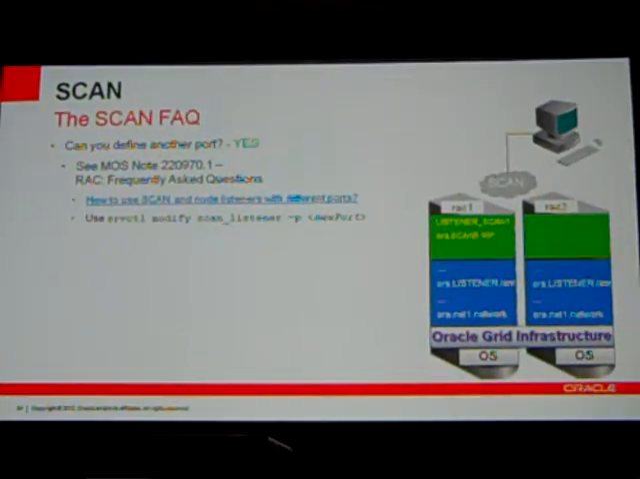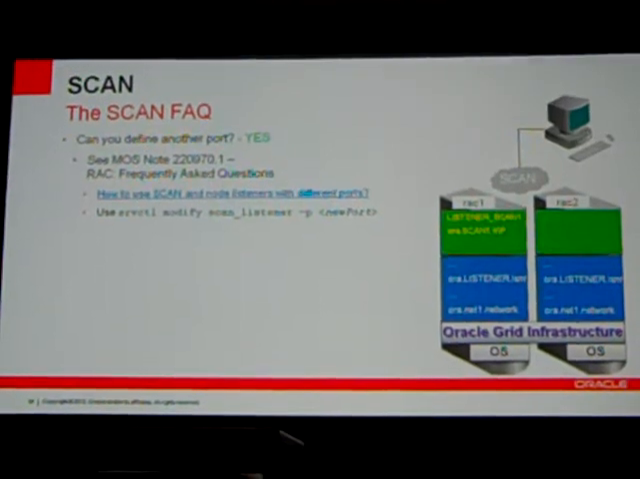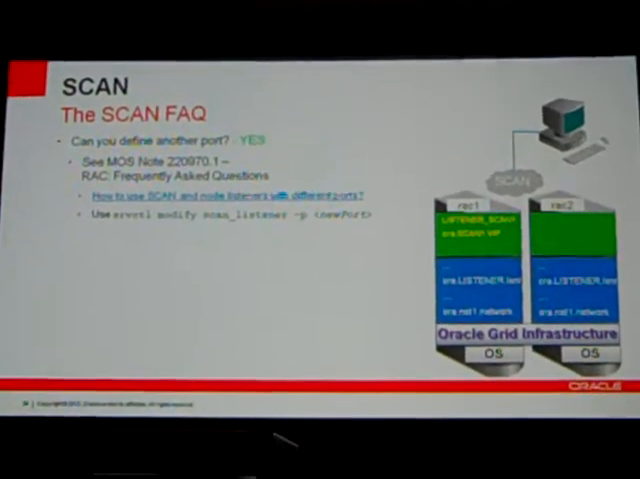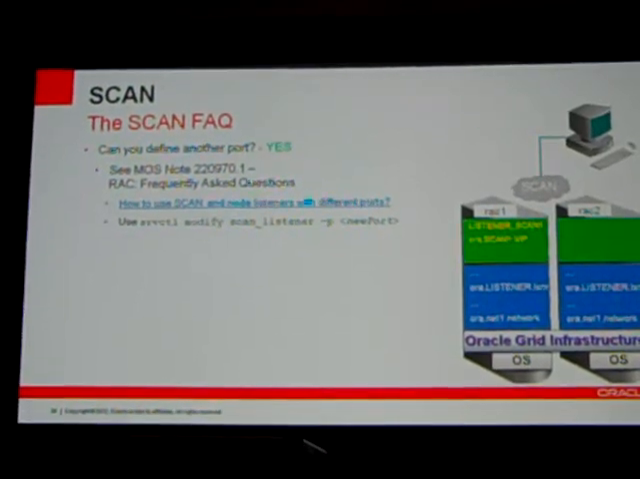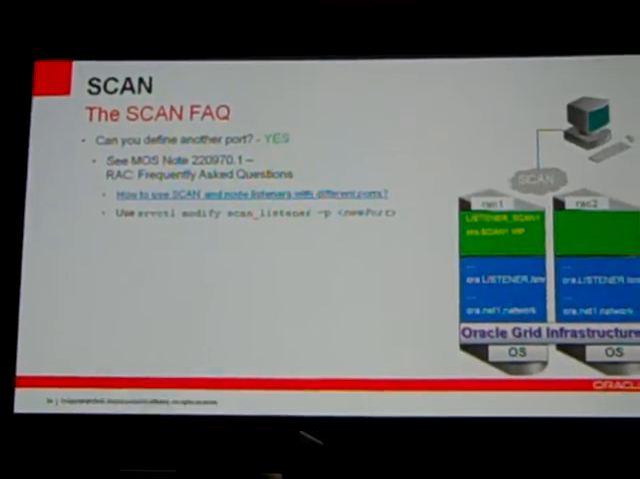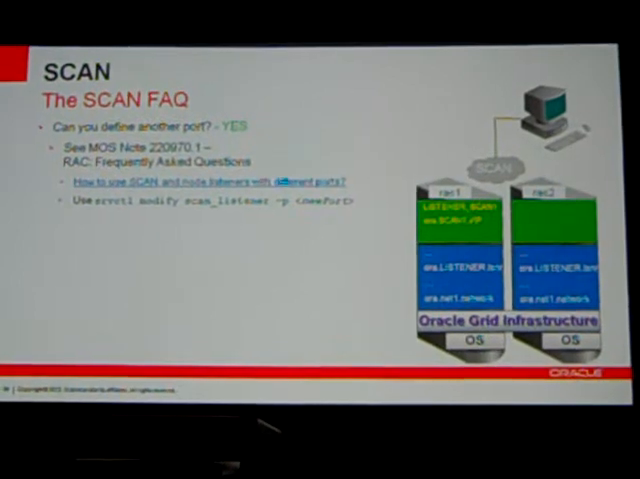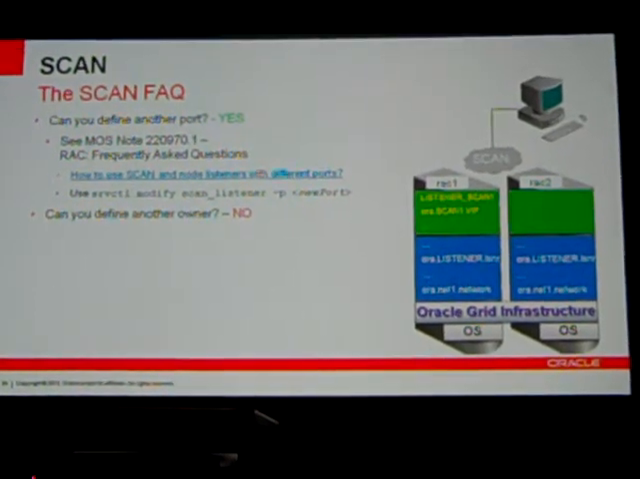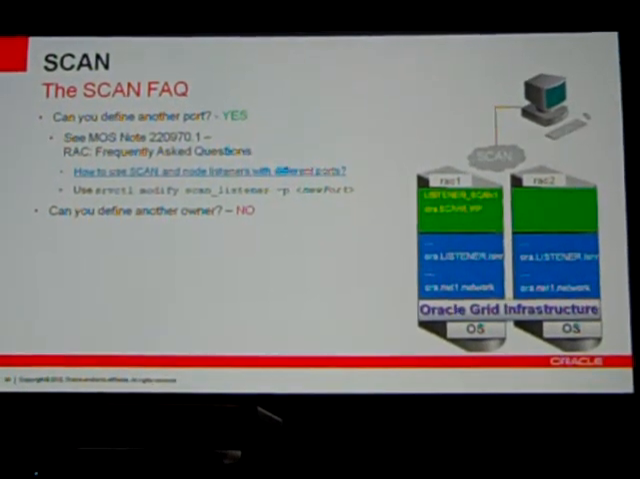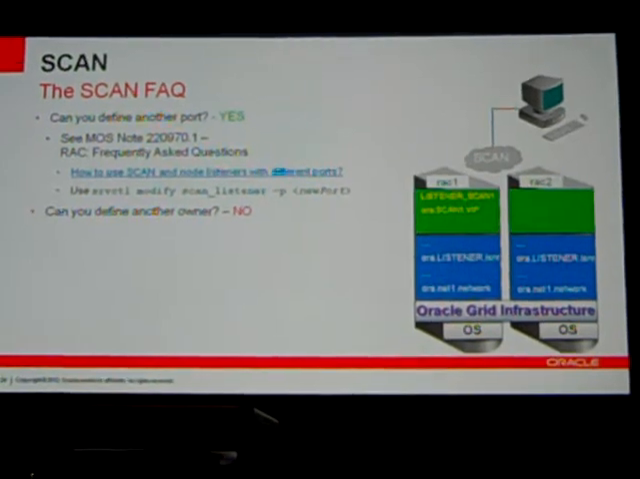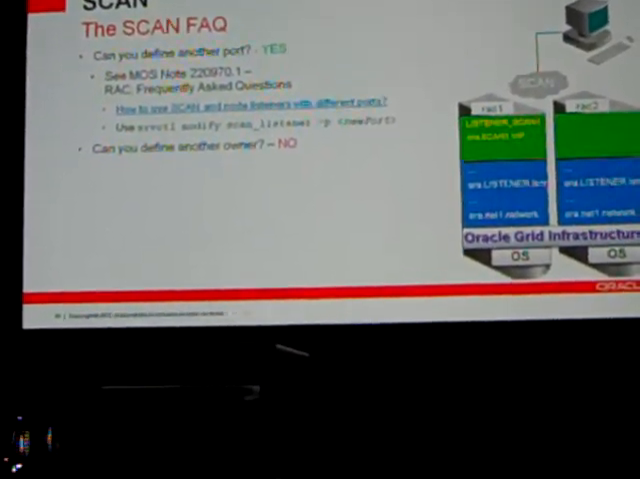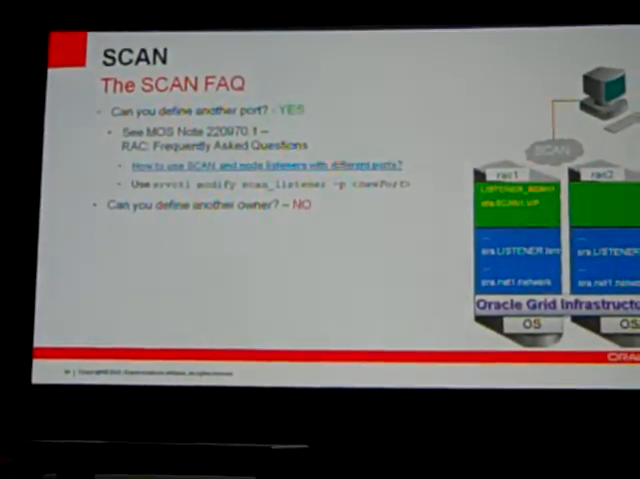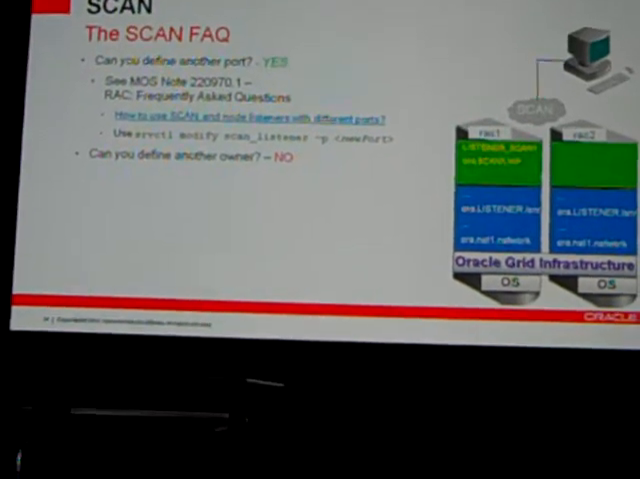And this is summarized in the SCAN FAQ. So, can you define another port for SCAN? Yes, you can. It runs per default on 1521. You can change it to another one, and the MOS note 220970 will explain more. Can you define another owner? No, you can't. This is the only thing that deviates a SCAN listener from another listener, the local or node listener, because we want this listener to be managed by grid infrastructure, and we don't want you to change the owner. The owner is the grid infrastructure owner.